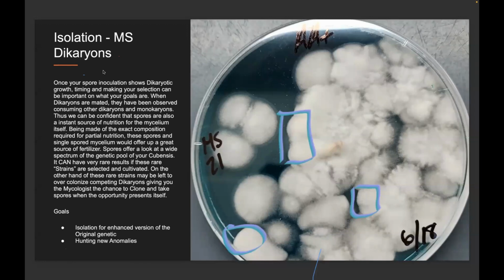So the spores offer a look at a wide spectrum of the genetic pool, right? We have all these different inoculation points. This is a wide range of cubensis genetics that are available, and they can all vary in results. So we're going to select what we're looking for. On the other hand, rare strains may be left to be overcolonized by competing Dikaryons. It gives you a chance to clone or take spores or take an opportunity where it presents itself. So what are your goals?